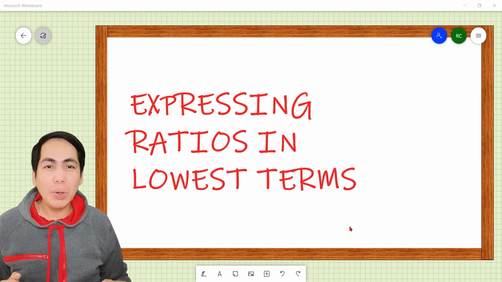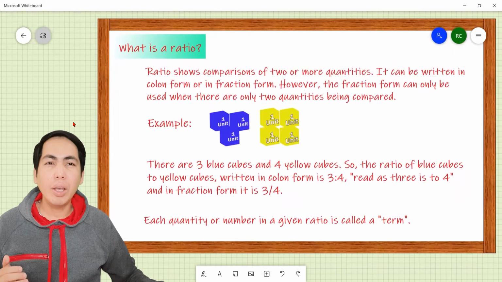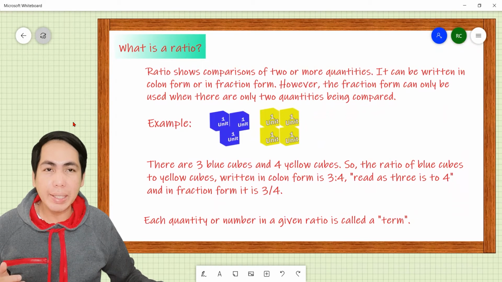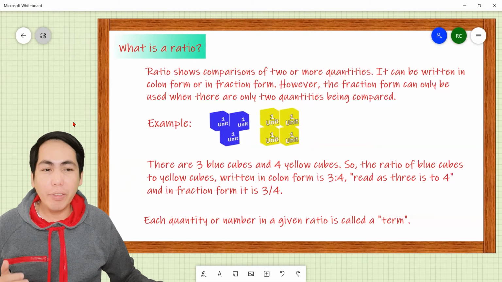In this video, I'm going to present to you how to express ratios in lowest terms. So what is a ratio? Ratio shows comparisons of two or more quantities. It can be written in column form or in fraction form. However, the fraction form can only be used when there are only two quantities being compared.